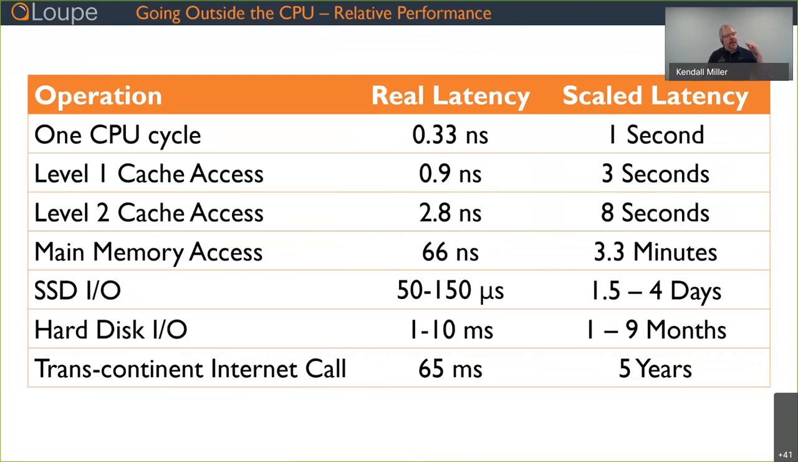Well, level one cache access then would take 3 seconds. Level two cache would take 8 seconds. If I have to go out to main memory, that's 200 clock cycles. That's 3.3 minutes of time. Now you can see the relative weight of why, oh my gosh, this stuff gets expensive, even to access RAM. But we're not done yet.